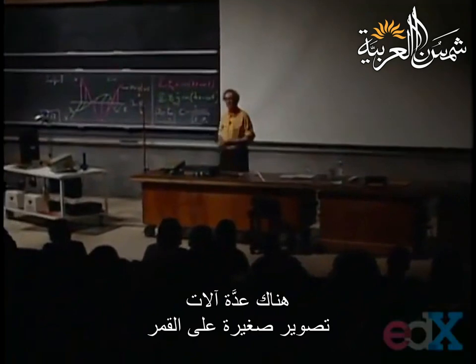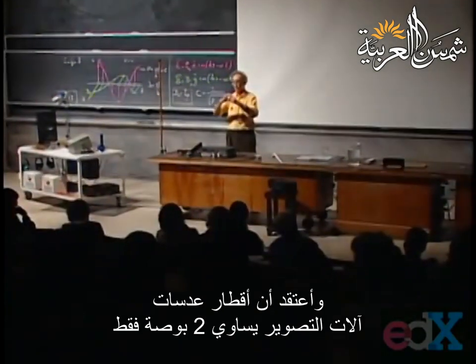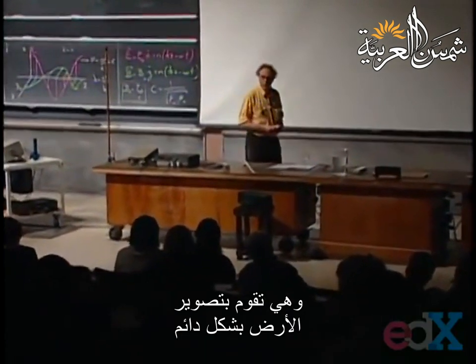This is enough for this slide, John. There are on the moon several cameras. They were left there by a surveyor. They are small cameras. The lens, I think, is only 2 inches across. And they keep an eye on the Earth all the time.